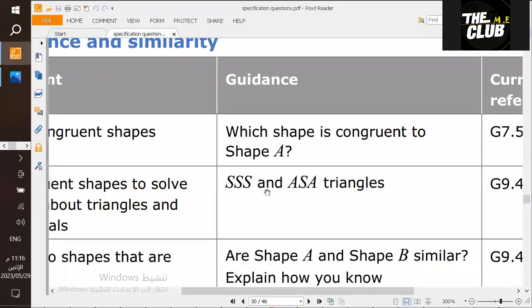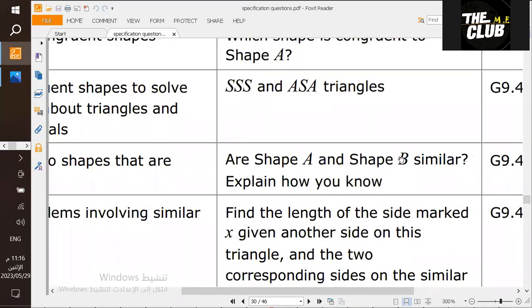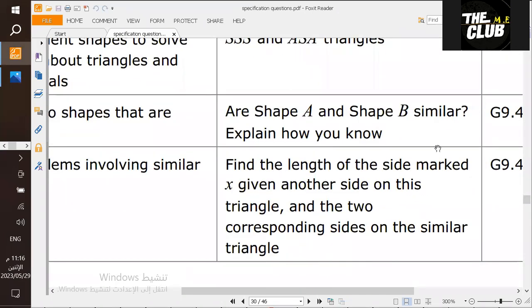Okay. We covered congruent, SSA, ASA. Are shape A and B similar or not? We talked about explaining similar triangles: they must have a factor of enlargement for all sides. Okay, for all sides, it has to be the same.